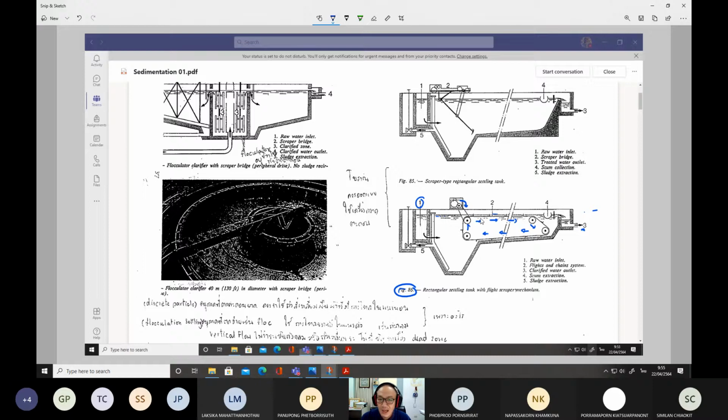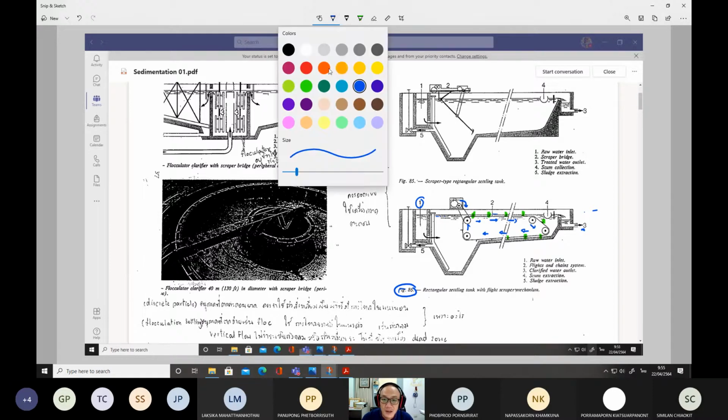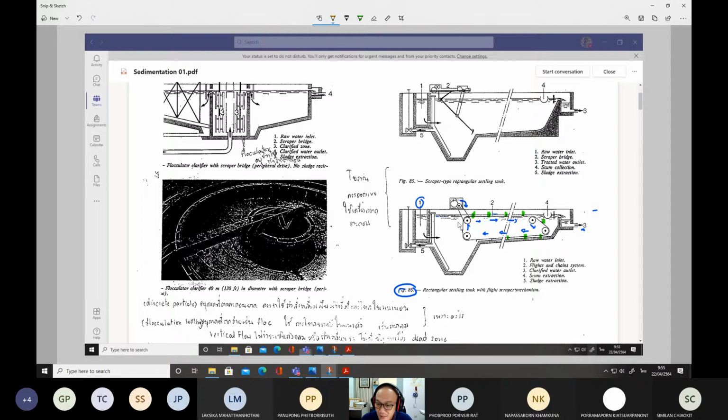This chain is actually equipped with, you see this one? This is a kind of scraper. So if there are particles accumulated at the bottom of the chamber, this equipment will try to force or push these settled particles in these directions, before being kept in here.